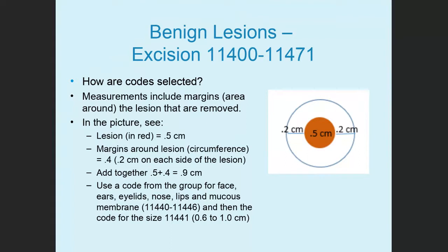So you use a code from the group for face. This is a lesion of the nose. So you use a code from the group for face, ears, eyelids, nose, lips, and mucous membranes, which are 11440 to 11446, and then the code for the size, the 0.9, not the 0.5 for just the lesion, but the total lesion plus the area around it, which has also been removed.